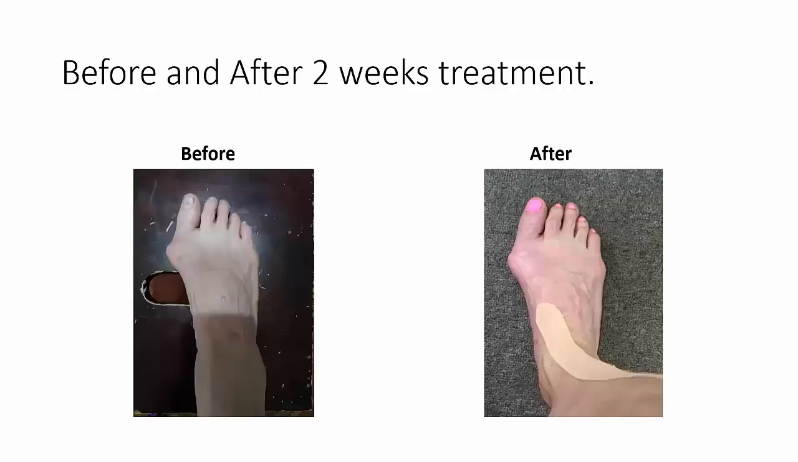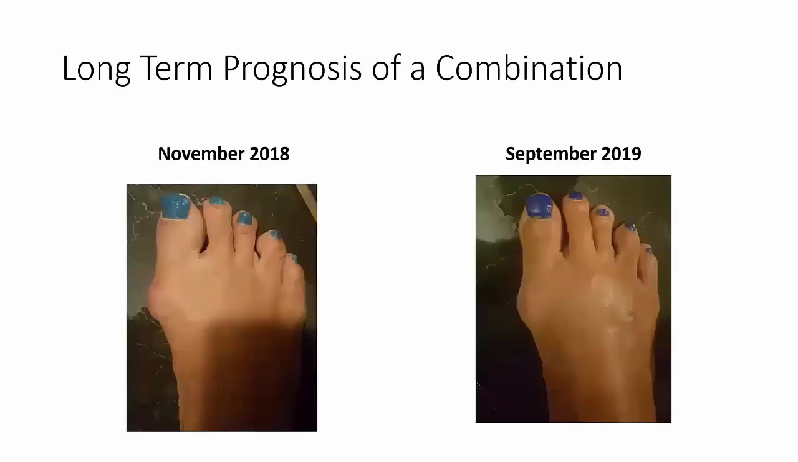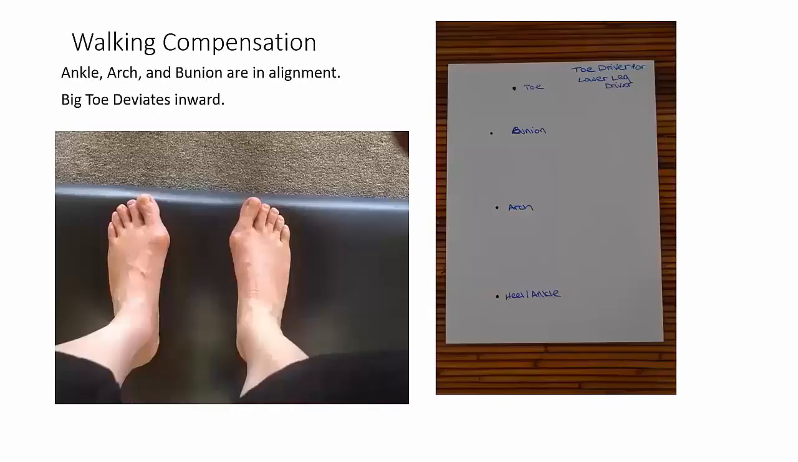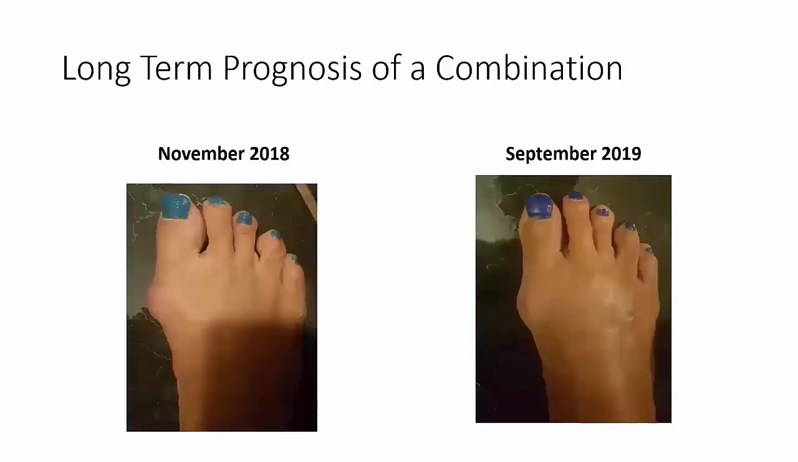And then here's another combination bunion. Again, there was a rotation of the big toe, which worked out much better, and a decrease in the bunion size. And that was after a year.